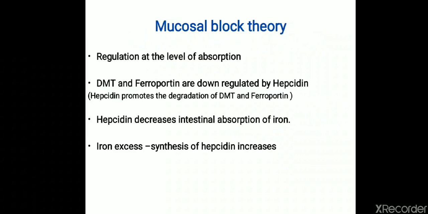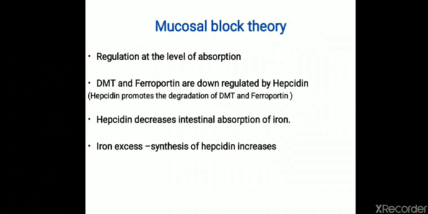Regarding regulation of iron absorption, there is a theory, that is the mucosal block theory. According to this theory, the regulation occurs at the level of absorption. That's why it is known as mucosal block theory. There are two protein channels required for iron absorption. The first one is divalent metal transporter and the second one is ferroportin.